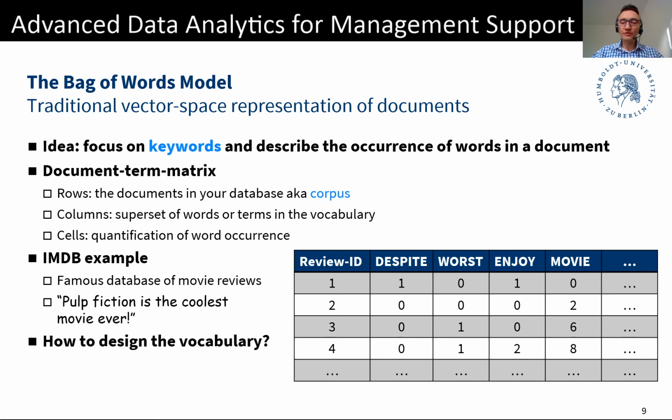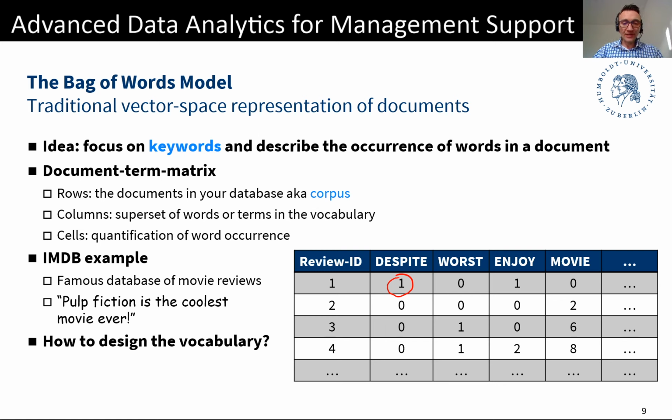And then the cell values just represent some quantification of how often a term is used in a document. In this example here, the numbers represent counts. So this one value that we see for despite could mean that in review 1, we find one occurrence of the word despite. So for instance, besides needing a little bit of alcohol to enjoy, Pulp Fiction is the coolest movie ever. That is subjective, by the way.